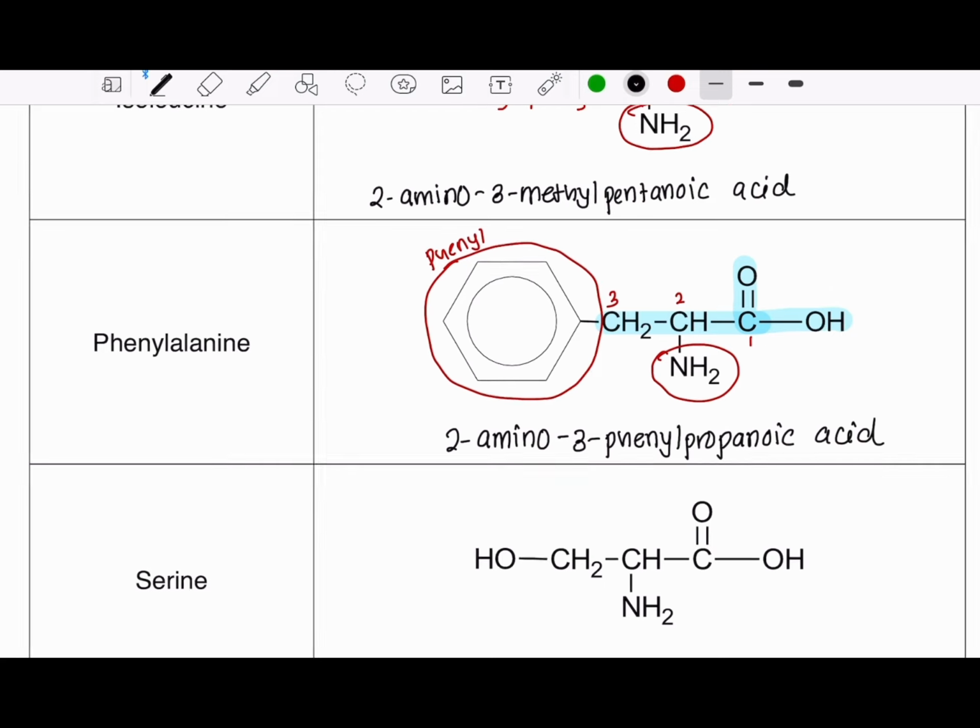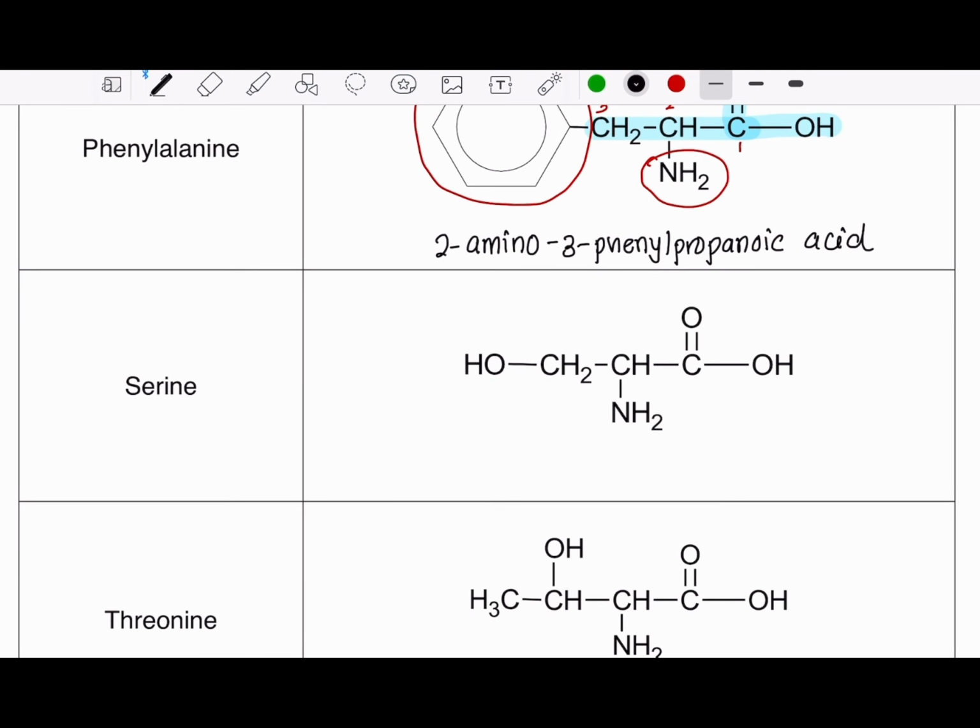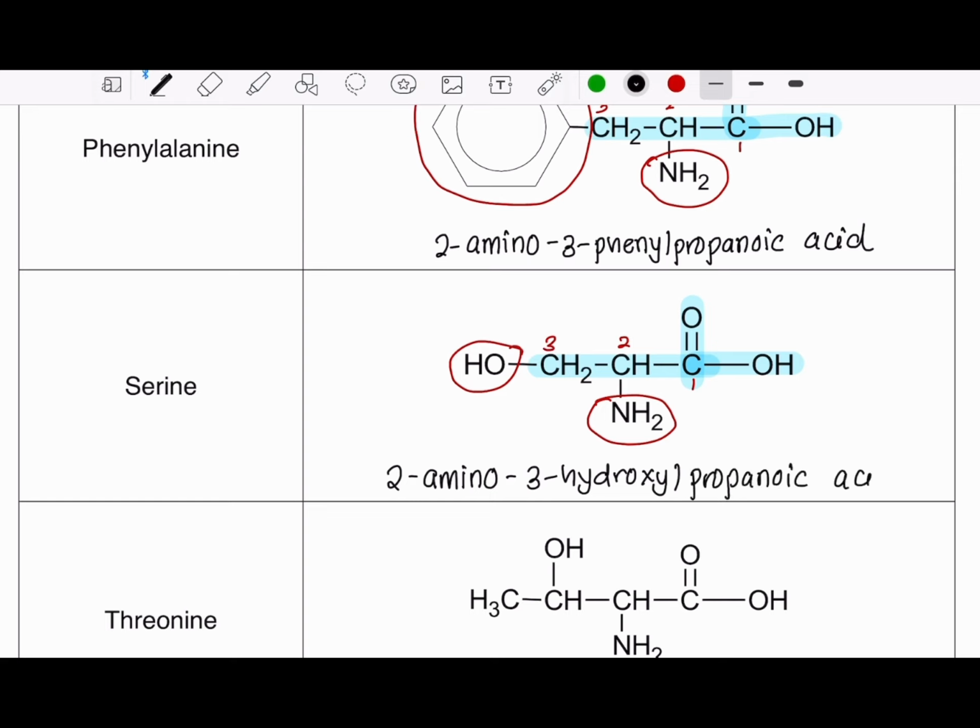Okay, next one is serine. This one will be carbon number 1, 2, and 3. So our substituents will be amino and hydroxyl. So the name will be 2-amino, 3-hydroxyl propanoic acid.